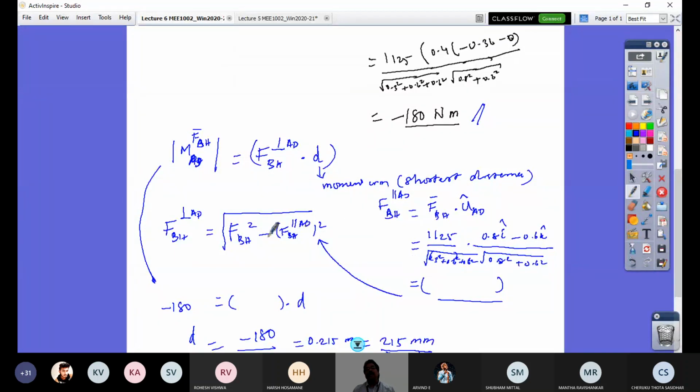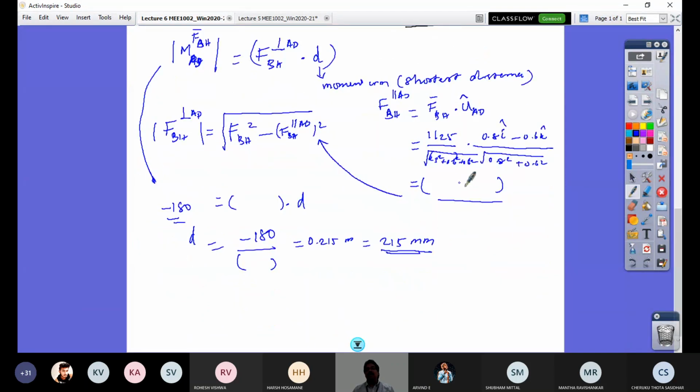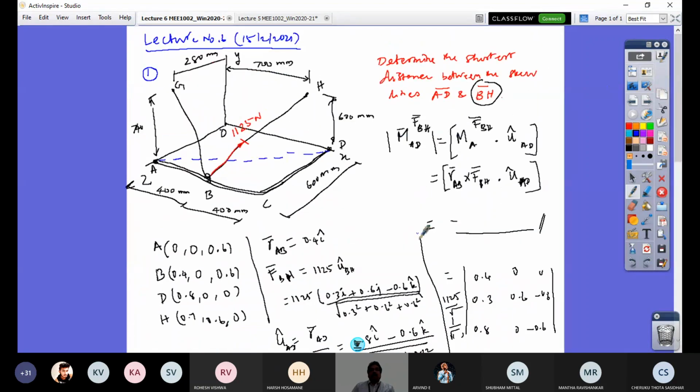I plug that value here and get the magnitude of the perpendicular component, and that perpendicular component times the moment arm, which is the shortest distance, gives the moment of the force about that axis. That solves for the shortest distance. Whatever is missing here you work out, and finally you should have this answer. This is a very important application of the moment of a force about a line, about an axis.